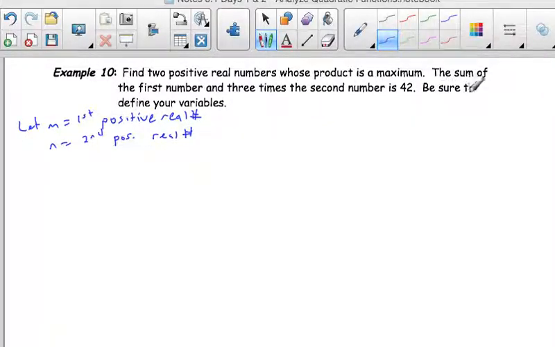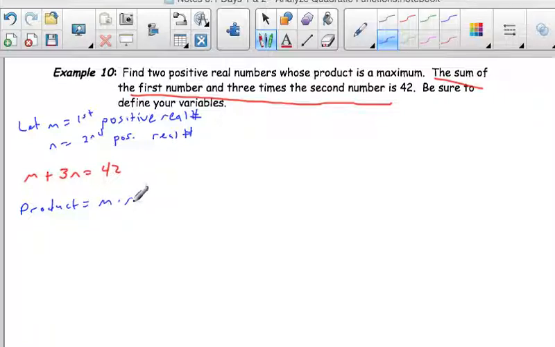And then we're told the sum of the first number and 3 times the second number. So we're going to write an equation for this. The first number is m plus 3 times the second number is equal to 42. And then we're asked to maximize the product. So the product is equal to m times n, and that's a function that we want to maximize.